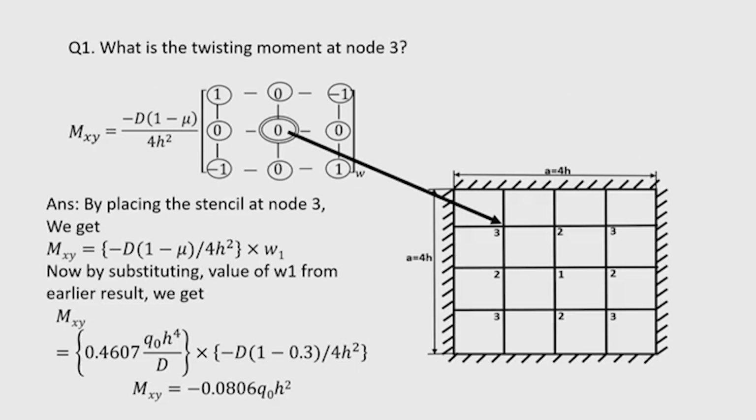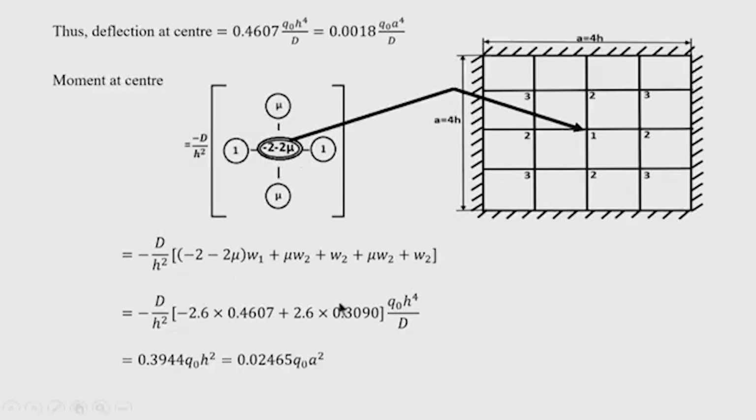Now, of course, if this is written in terms of h, it can be converted into the original size of the plate, because h we have taken as a by 4. So, it is written like that.